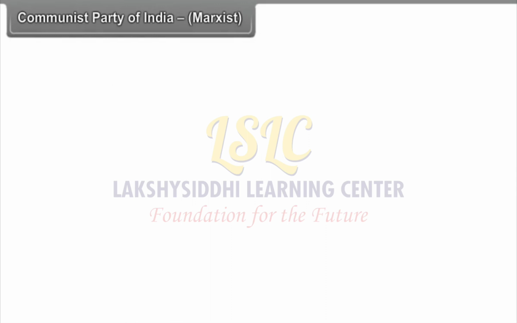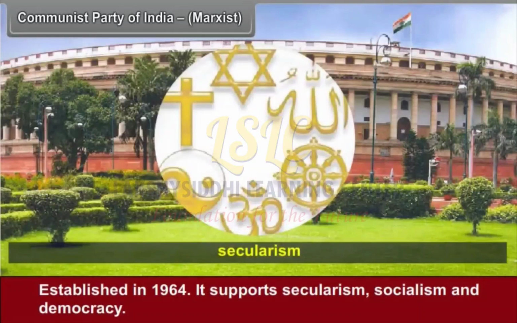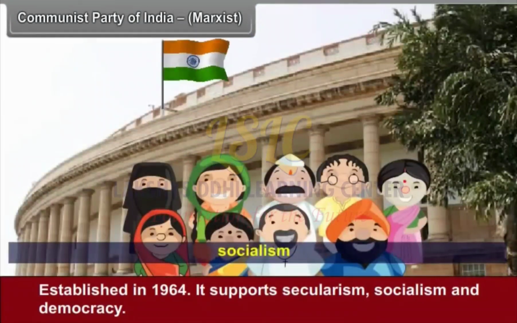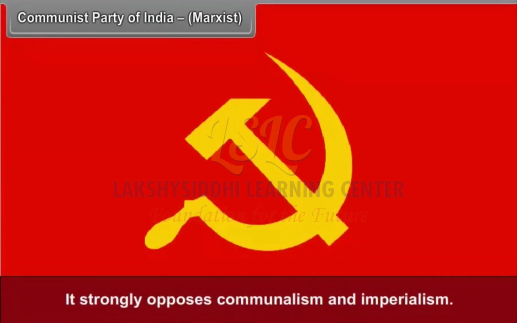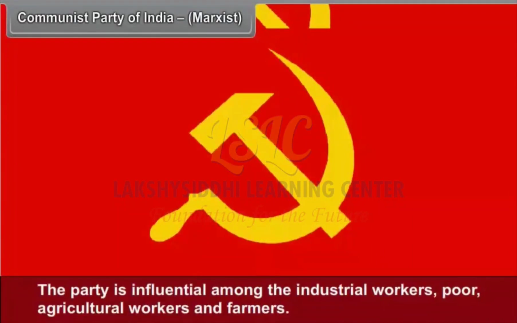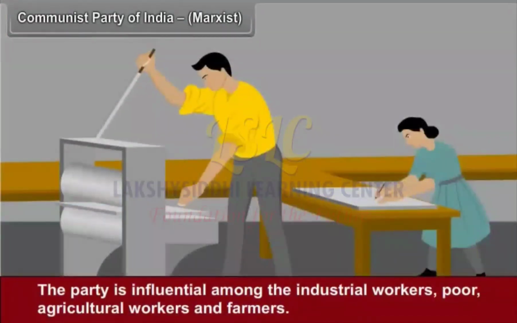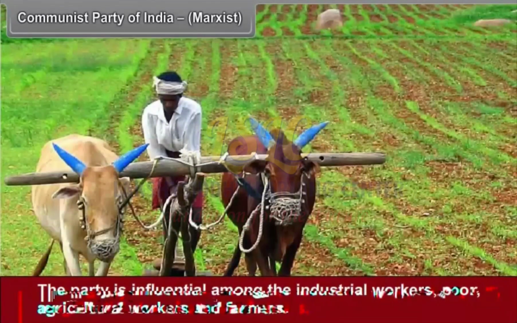Communist Party of India, the Marxist. Established in 1964, it supports secularism, socialism and democracy. It strongly opposes communalism and imperialism. The party is influential among the industrial workers, poor, agricultural workers and farmers.